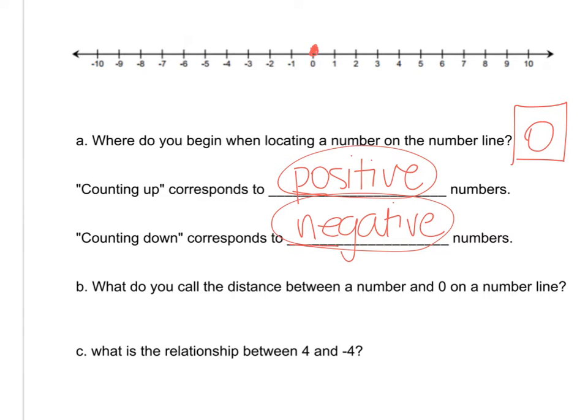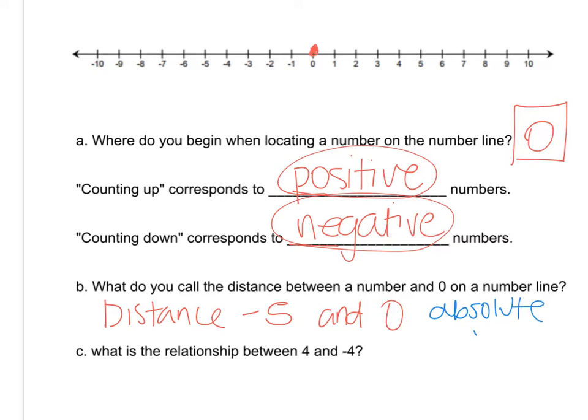So then it says, what do you call the distance between a number and 0? So if I tell you the distance between -5 and 0, right? What is that vocab word called? You may remember this from 6th grade, or you may not, but that is called absolute value. Absolute value just measures the distance. It doesn't care if it's positive or negative, it just wants to know how far you have to travel.